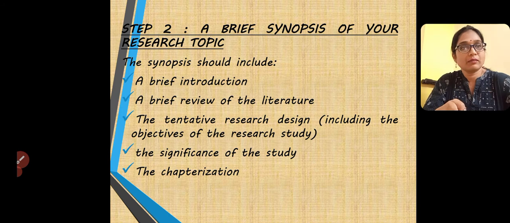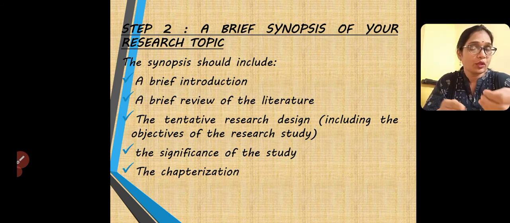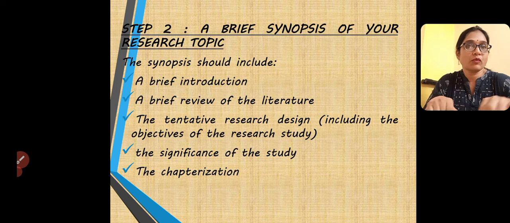Read at least some 8 to 10 articles or 8 to 10 books, and for each book or article that you read, write at least 8 to 10 lines of what you understood from it. That becomes your review of the literature. And when you write the review of the literature, make sure to write the in-text citations and the bibliography or references to be given at the end. We will deal with this in detail when I talk about the bibliography.